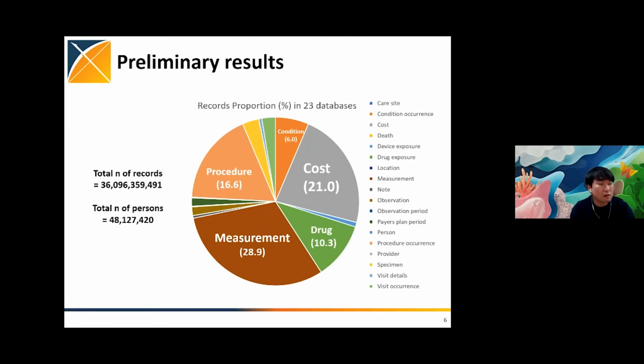Looking at the data collected until now, there were 36 billion records in Apec databases. This was data from 48 million persons. In the data, measurement was about 30% of the total, cost was 21%, drug was 10%, and condition was only about 6%. In Korea, cost data is not well utilized yet, so its importance has not been highlighted. However, in reality, it occupies a large portion of the Apec data.